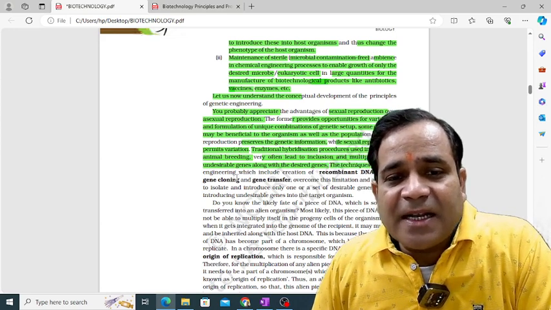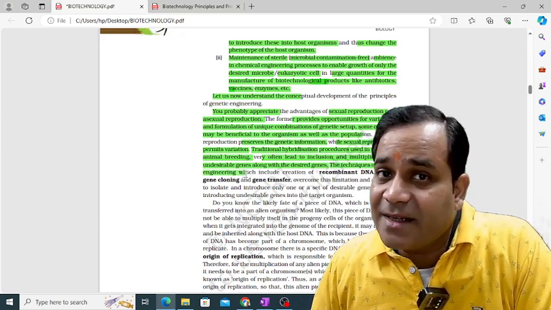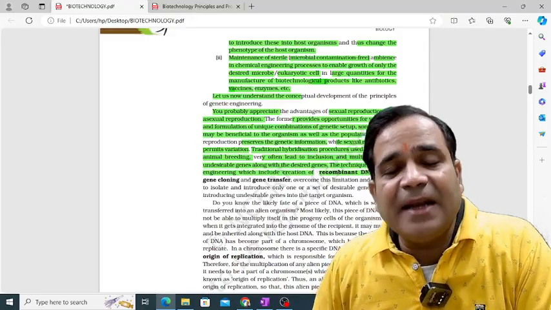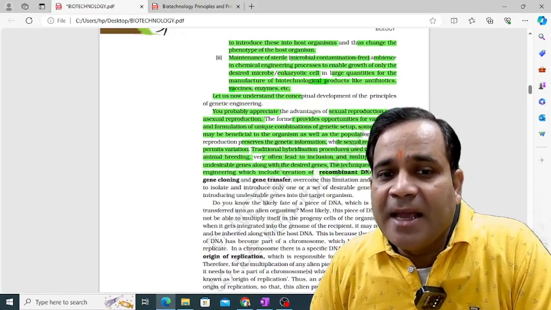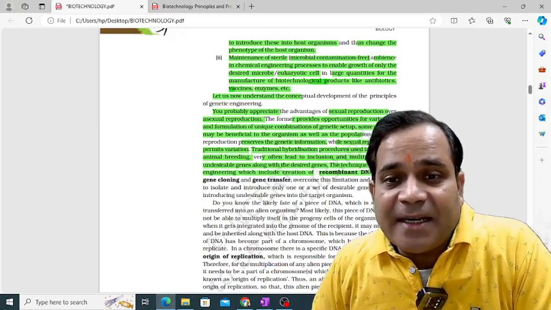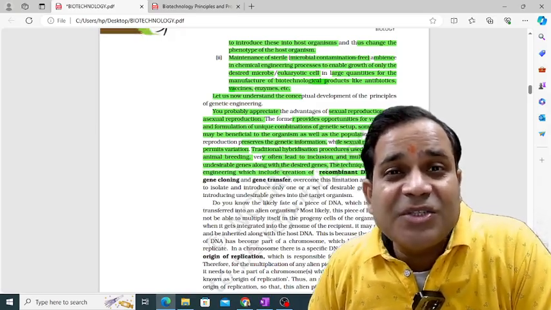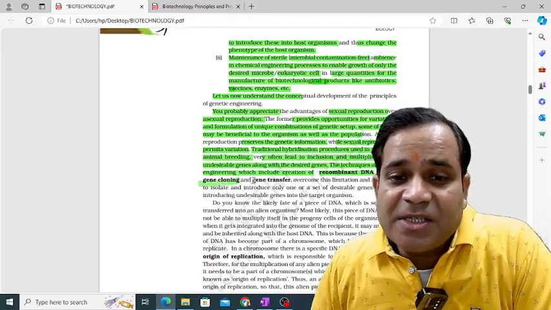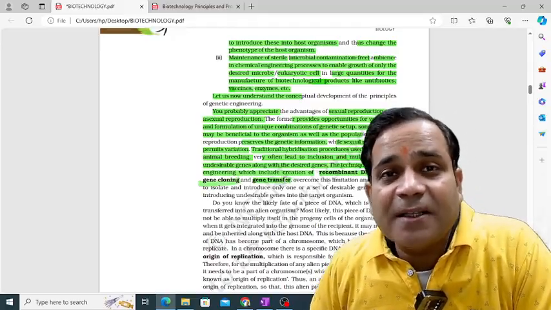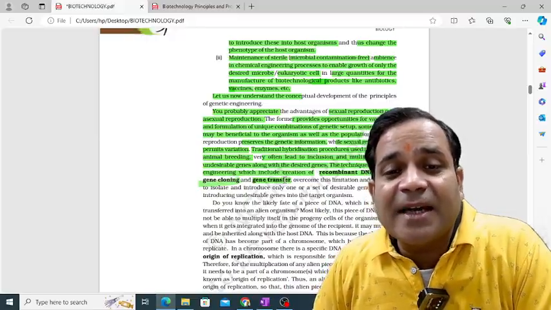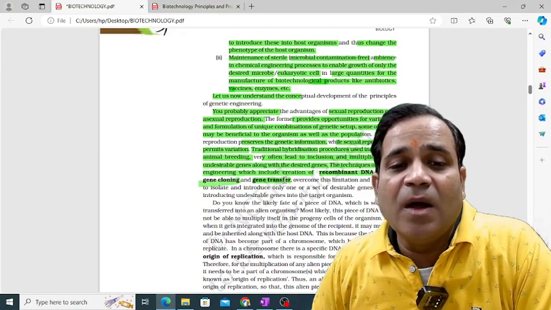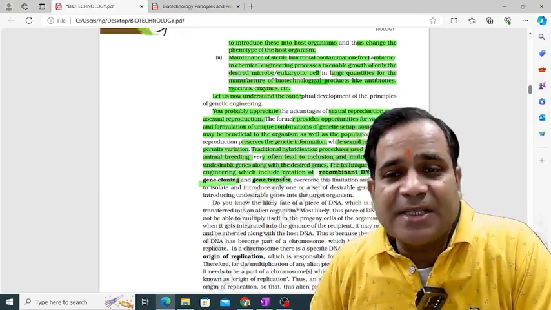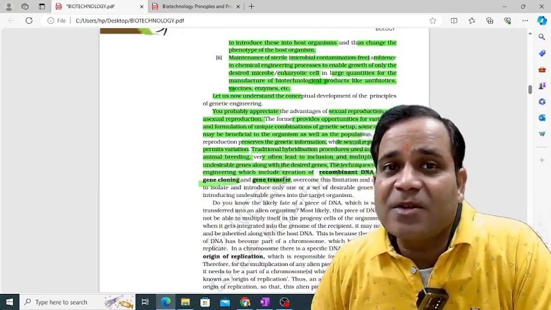Here is the technique of genetic engineering. This one is the technique, genetic engineering, which includes creation of what? Recombinant DNA. What I'm saying? Recombinant DNA, it means that the DNA will what? Change in its features. Use of genetic cloning, gene transfer, these all are the processes, these all are the ways that the undesirable genes along with the desired genes are to be transmitted.